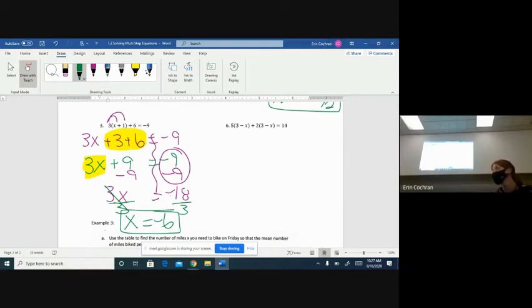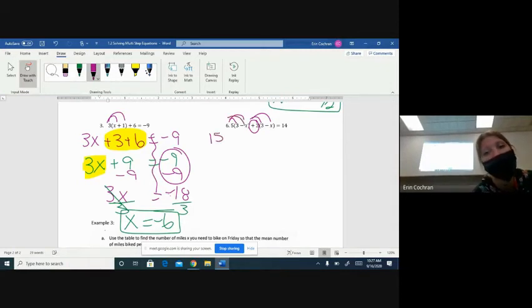All right. And then number 6 here. We're going to have to distribute how many times now? Twice. So the first one I'm distributing a 5, and the second one I'm distributing a positive 2. Good. So what's 5 times 3? 15. 5 times a negative x? Negative 5x, good. 2 times 3? 6. And 2 times a negative x? Negative 2x equals 14. Okay.